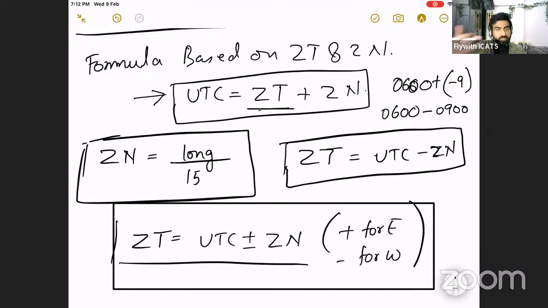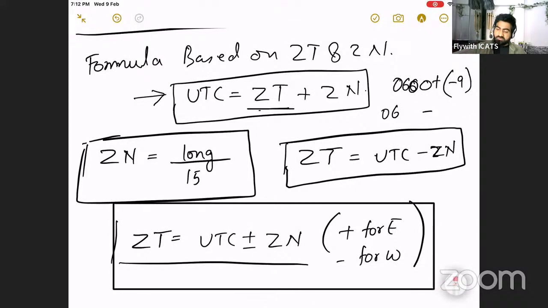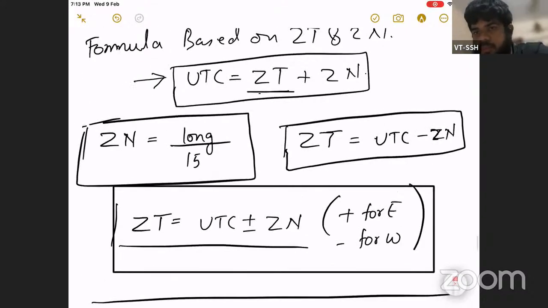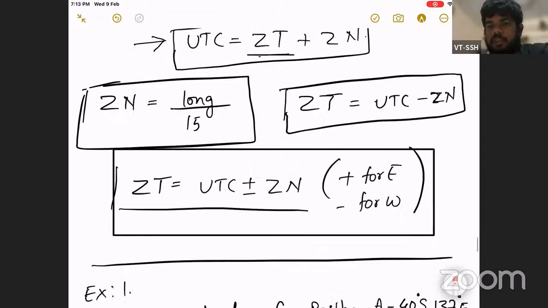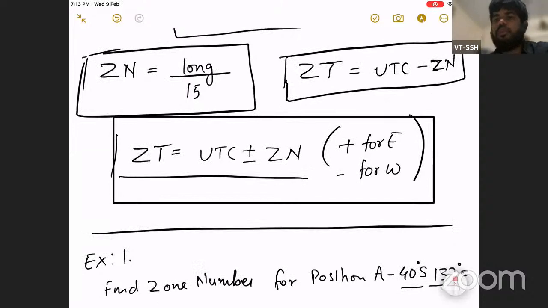So it becomes 0600 plus minus becomes minus 0900 like this. Yeah, Sankalp, please go ahead with your doubt. So sir, there is a separate formula for it, right? Like for the fourth one, zone time is equal to UTC plus or minus zone number. So if you want to find the zone, can you please scroll up?